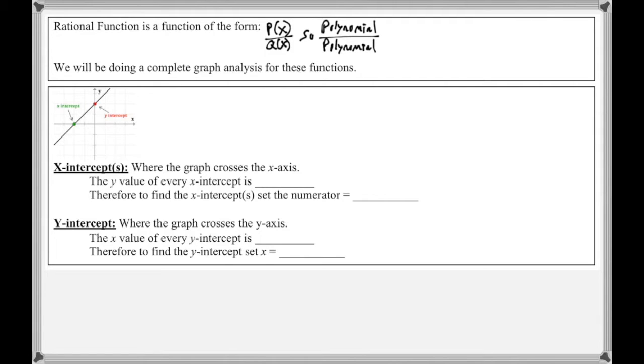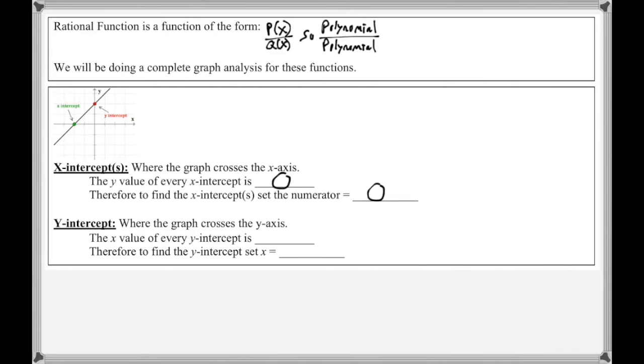And the first analysis that we're looking at are the intercepts. So the x-intercept, this is where the graph crosses the x-axis. Now the y value of every x-intercept is 0. So my process in order to find the x-intercept is to set the numerator equal to 0. I don't set the denominator equal to 0 because the denominator being equal to 0 is undefined, and that's actually going to be something else. So you only need to set the numerator equal to 0.